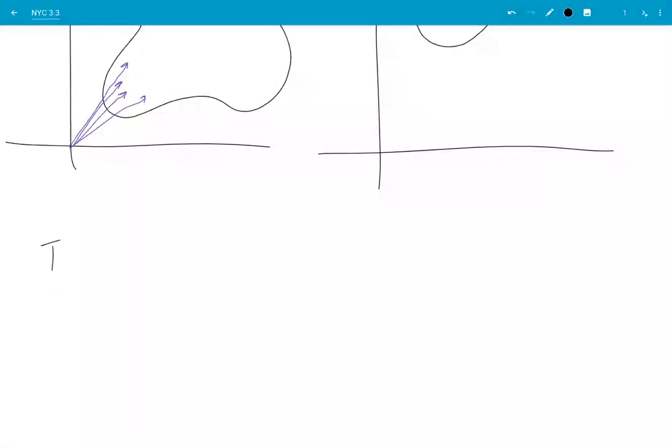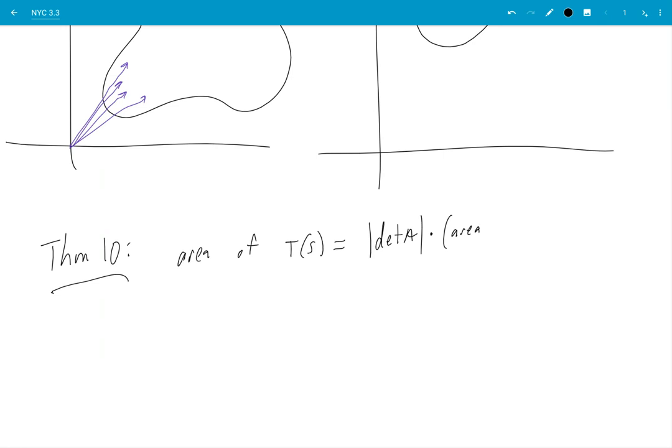Theorem 10 says, the area of T of S is equal to the absolute value of the determinant of A times the area of S, where A is the standard matrix of T. So a very nice little formula here.